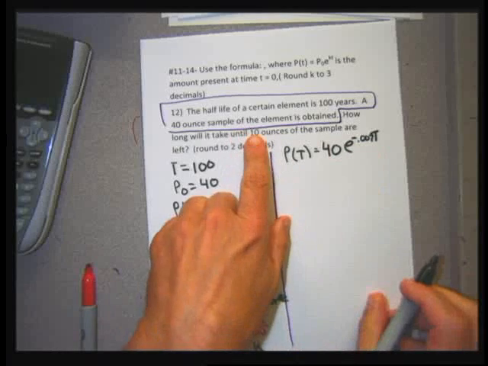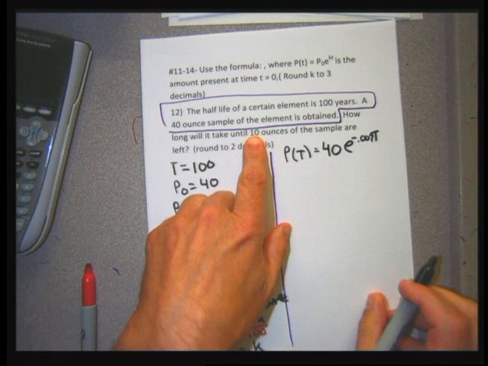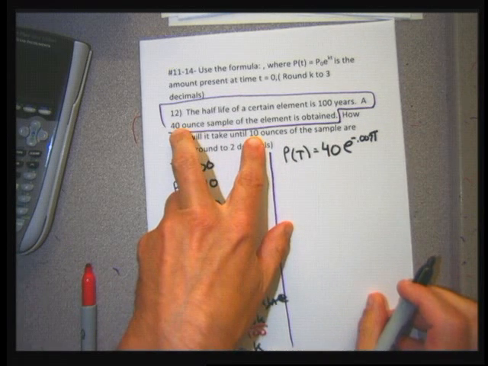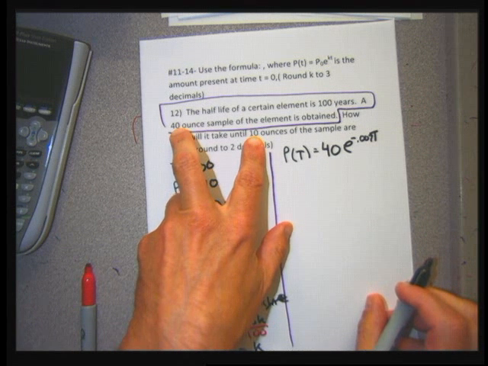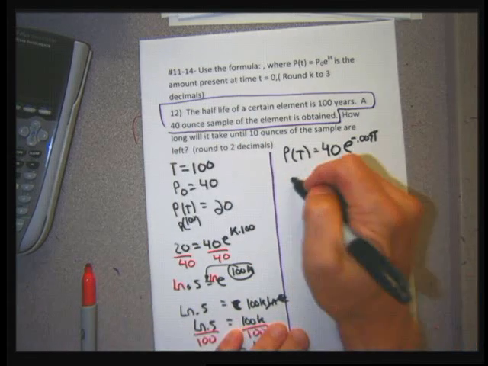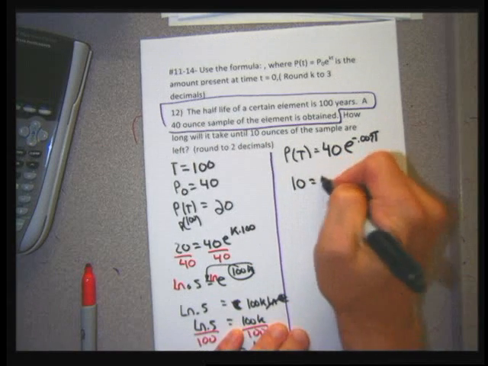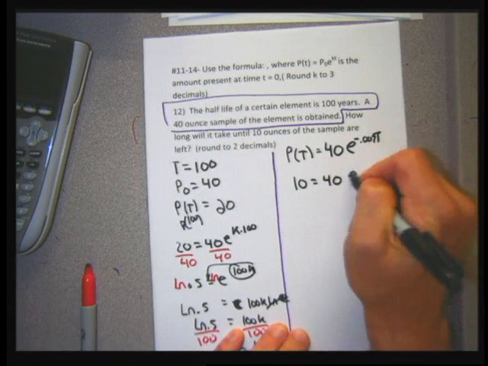Now I want to know how long it's going to take until there are only 10 ounces left. I start with 40. I think it's just going to be 200 years. But let me do the algebra. I'm going to plug 10 in for P of t, and I'm going to solve for t.